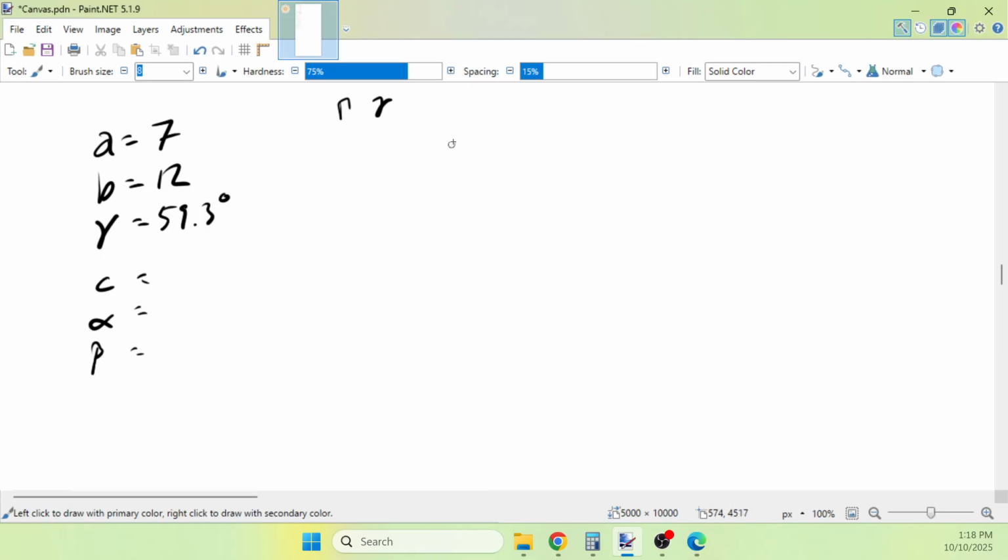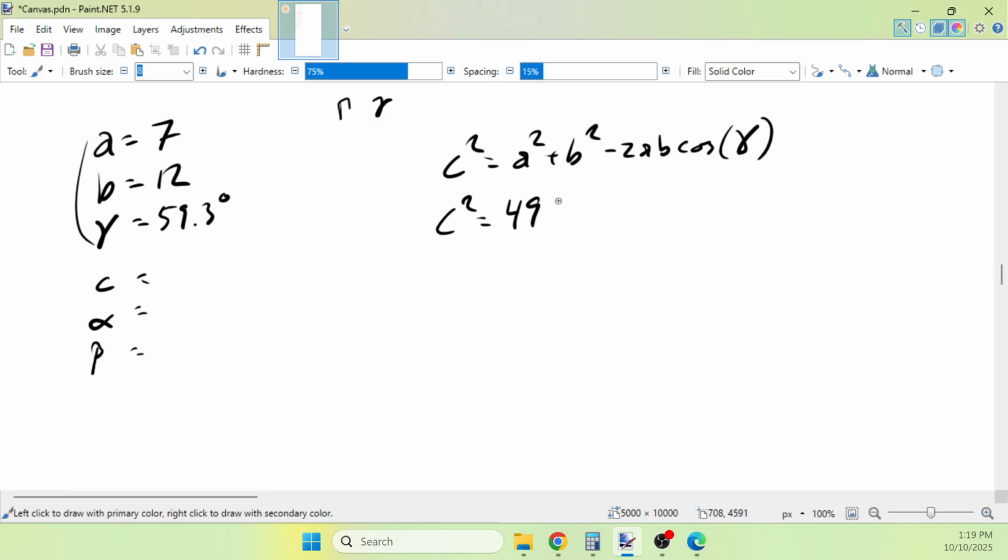So we're going to use the law of cosines for this. We have c squared equals a squared plus b squared minus 2ab cosine of gamma. So we just plug this in. c squared equals 7 squared is 49, plus 12 squared is 144. Subtract 2 times 7 times 12.